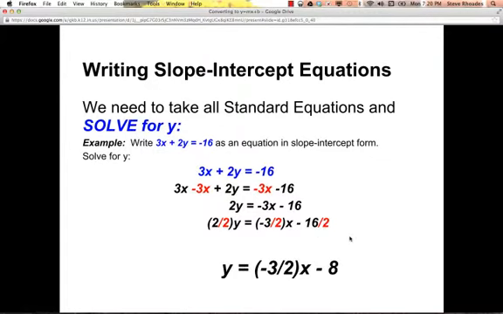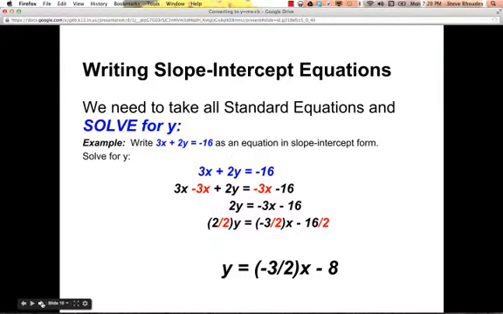When we do that, our equation is now written in the form of y equals mx plus b. Y equals negative 3 halves x minus 8. The negative 3 halves is the slope. The minus 8 or negative 8 would be the y-intercept. So if we were to graph this equation, we would just go to the negative 8 on the y-axis, and we would use the slope, which in this case is negative 3 halves. We would go down 3 units, and to the right 2 units, plot another point, and we should be able to draw our line.